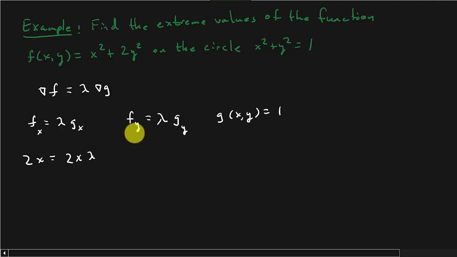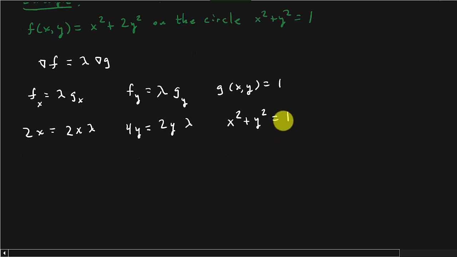And then we have the partial of f with respect to y, so that's this one, that's going to be 4y is equal to 2y times lambda. And then we have g of xy equals 1, so that's x squared plus y squared equals 1. So we have our equations here that we need to solve.